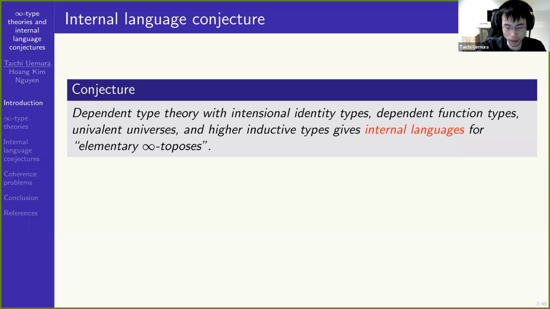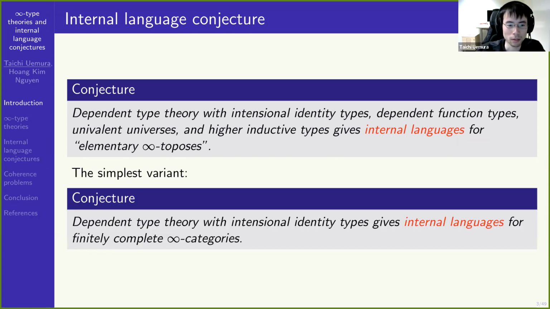So let me explain some background, namely the internal language conjecture. One of the goals of homotopy type theory is like this: dependent type theory with intensional identity types, dependent function types, univalent universes, and higher inductive types gives internal languages for what should be called elementary infinity toposes. But this is a really difficult problem, I guess, because the type theory is a really complex type system, and also we have not known what the correct notion of elementary infinity topos is.